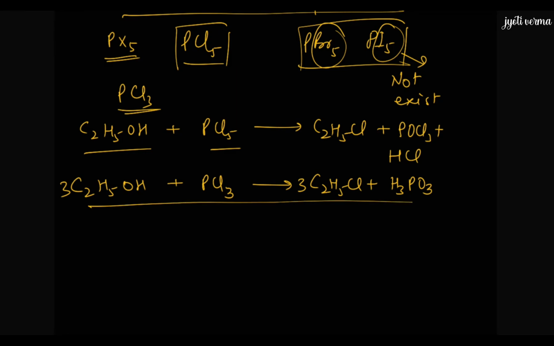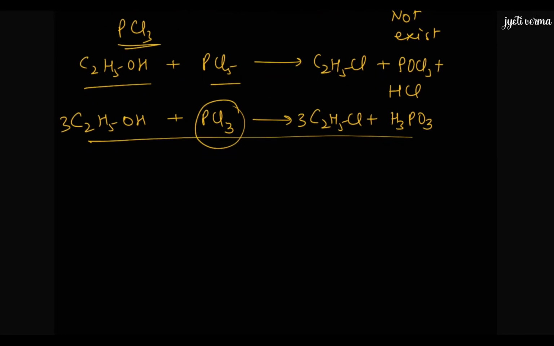Now what if we are supposed to prepare bromoalkane or iodoalkane? In such a case, we can't take PBr3 or PI3. We have to take that in situ. What is the meaning of in situ? Say C2H5OH. If I want to prepare bromoalkane using phosphorus trihalide, then I have to take PBr3 in situ. What does it mean, in situ?